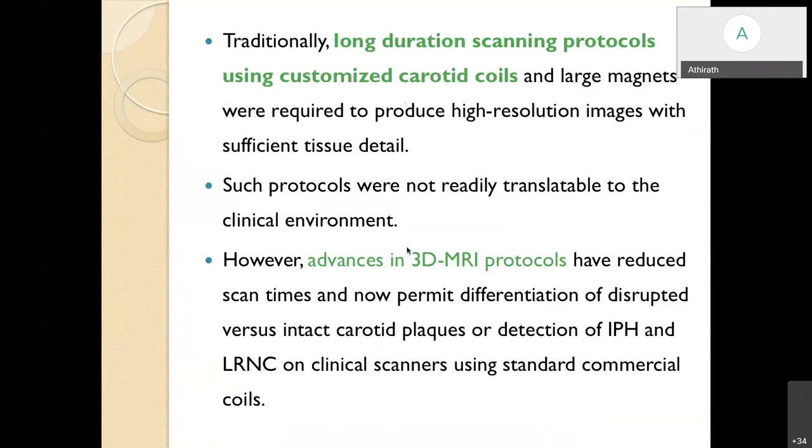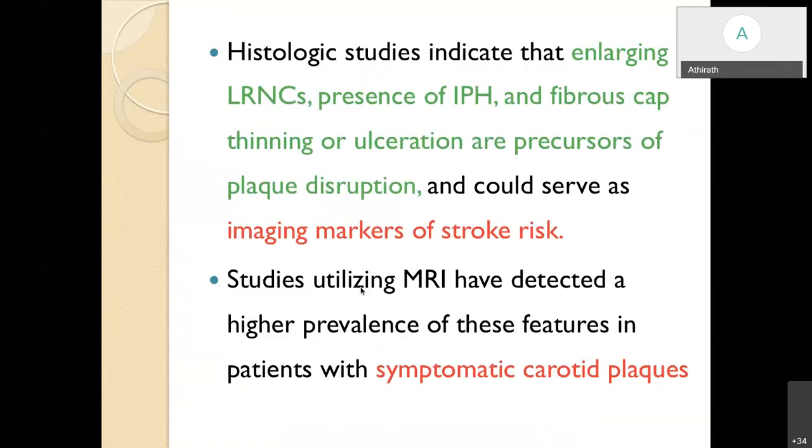But in recent years, there have been advances in 3D MRI protocols, which have reduced scan times and which permit differentiation of disrupted versus intact carotid plaques and detection of intraplaque hemorrhage and lipid-rich necrotic core. Histologic studies indicate that enlarging lipid-rich necrotic cores, presence of intraplaque hemorrhage, and fibrous cap thinning or ulceration are precursors of plaque disruption, and they could serve as imaging markers of stroke risk. And studies have proven that MRI has identified these features with high confidence in symptomatic carotid plaques.